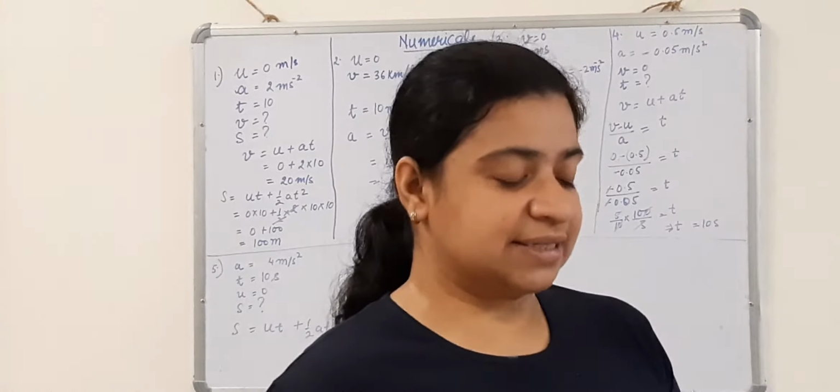A cheetah starts from rest and accelerates at 2 meter per second square for 10 seconds. The time taken by the cheetah to start from rest and accelerate at 2 meter per second square is 10 seconds. Calculate its final velocity and distance. In this numerical, you need to find out 2 things. One is the final velocity, that is v, and the other is the distance, that is capital S.